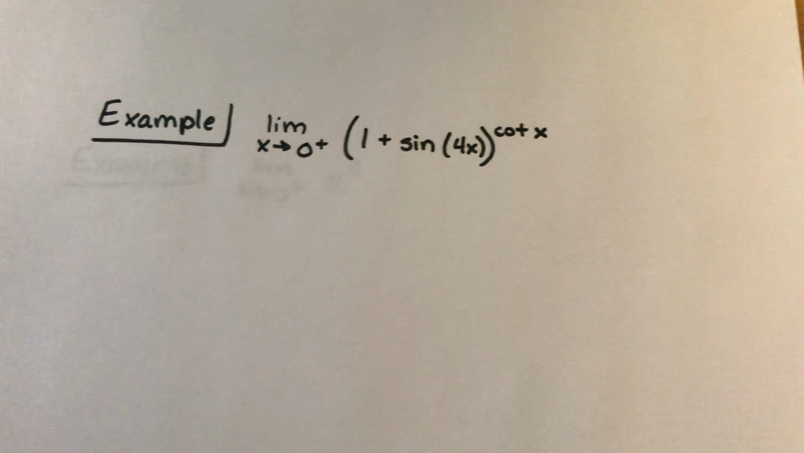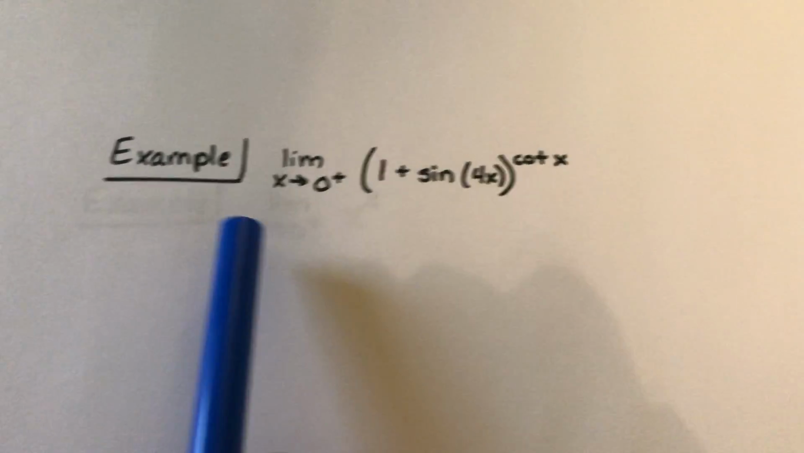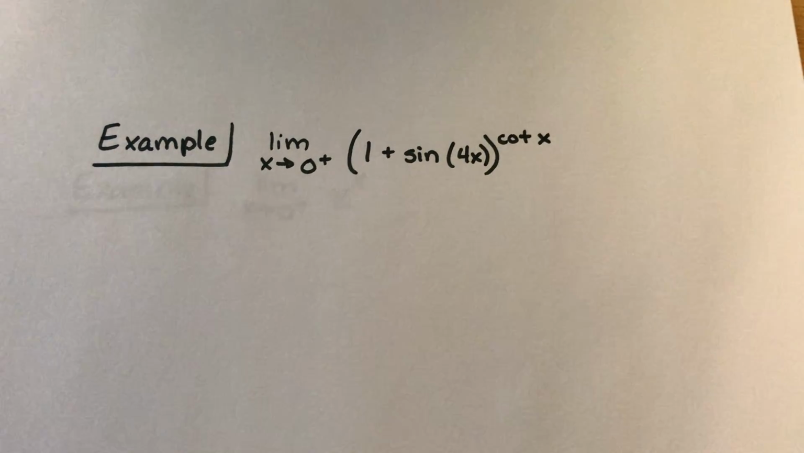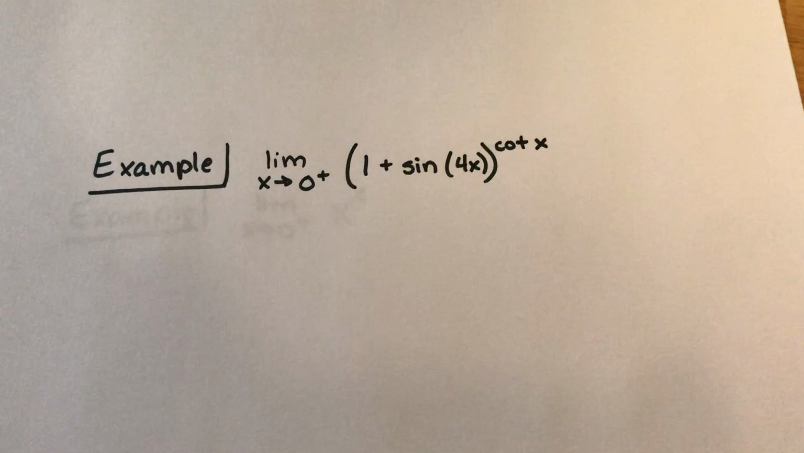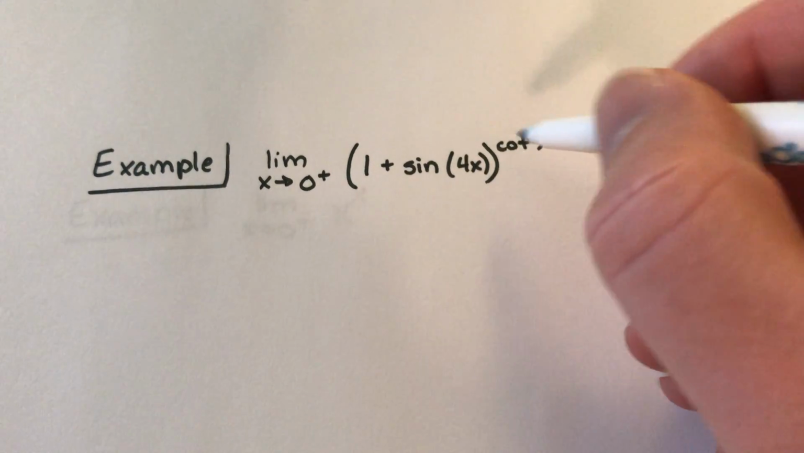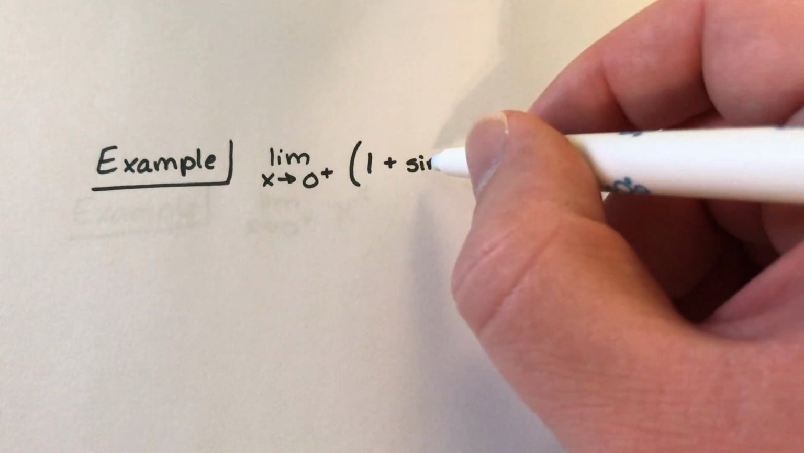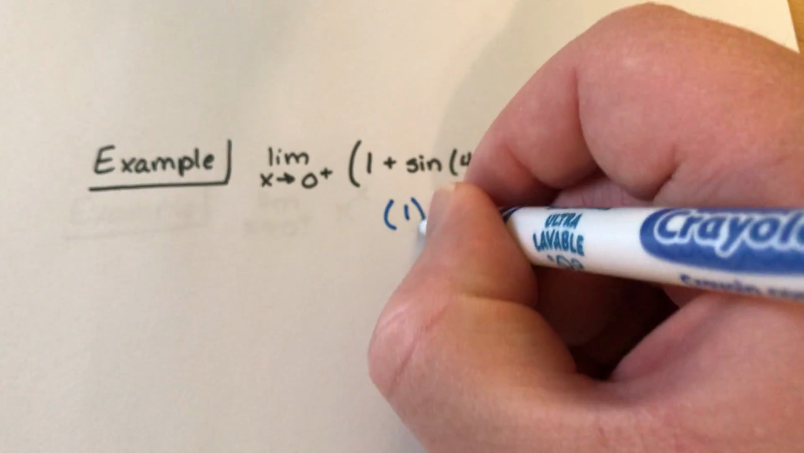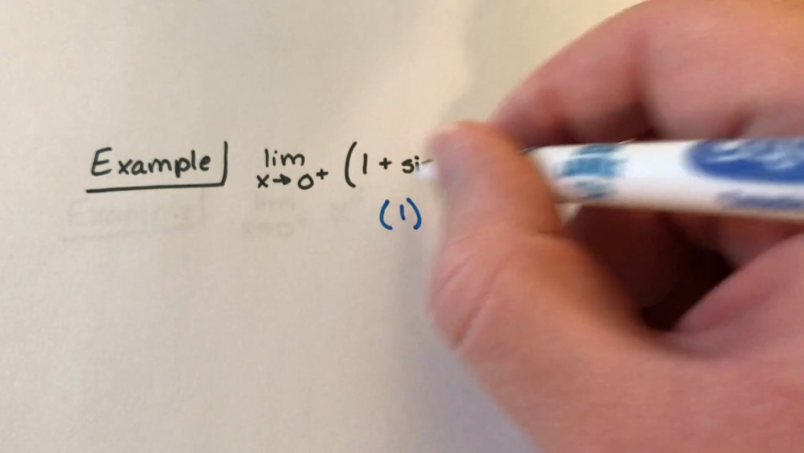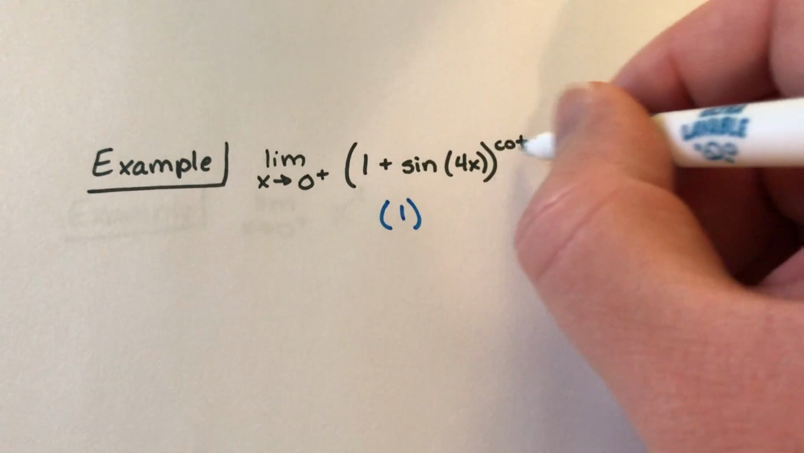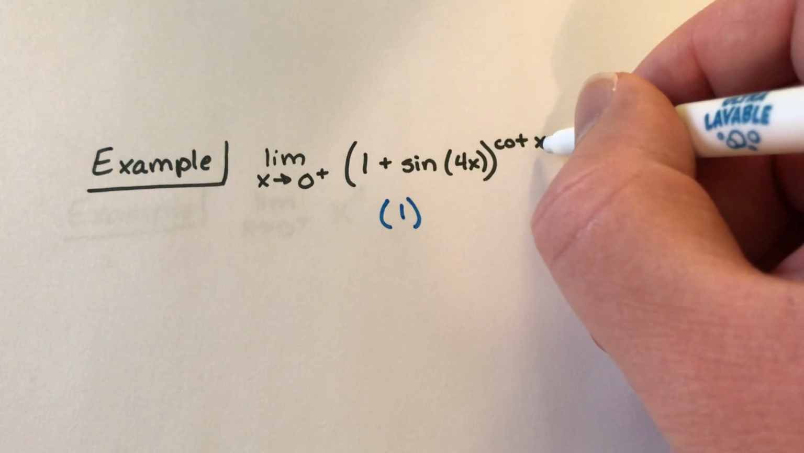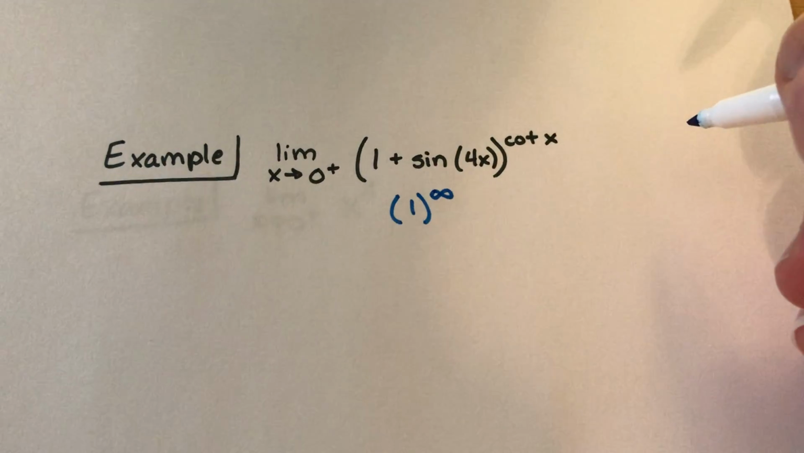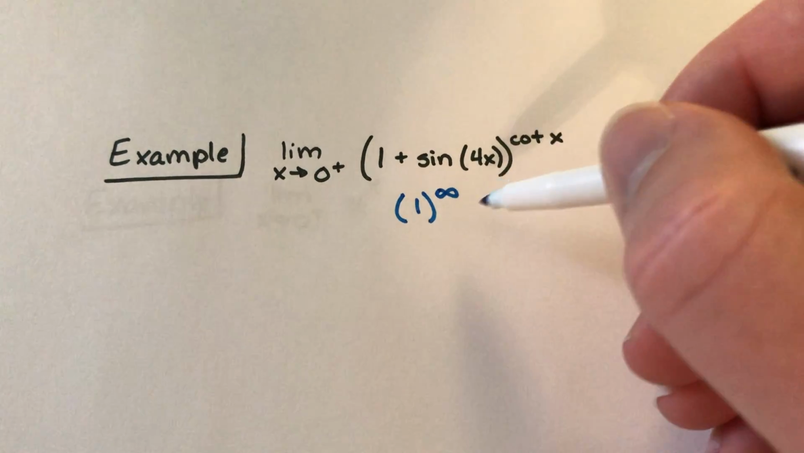So I'm going to go ahead and look at my first example here, which is the limit as x approaches 0 from the right of 1 plus sine of 4x to the cotangent of x power. Just to verify that this does in fact have one of those indeterminate forms, sine of 4 times 0 is going to end up being 0. So this is going to be a 1 as my total argument on the inside here. And the exponent here, cotangent of 0 from the right, is actually headed toward positive infinity. So again, this is in fact one of those indeterminate forms.